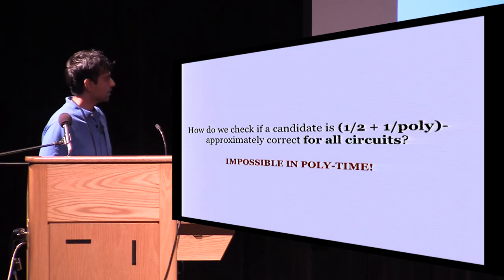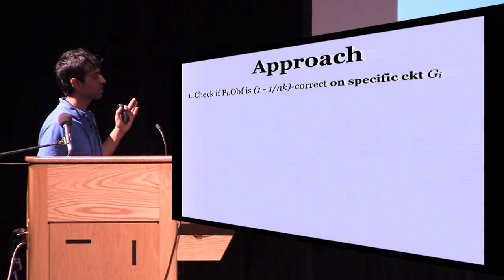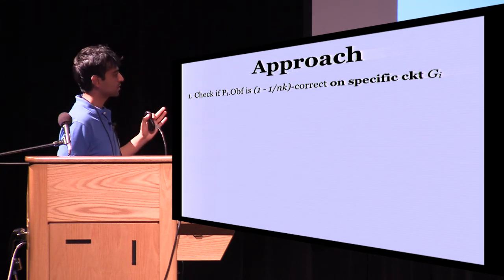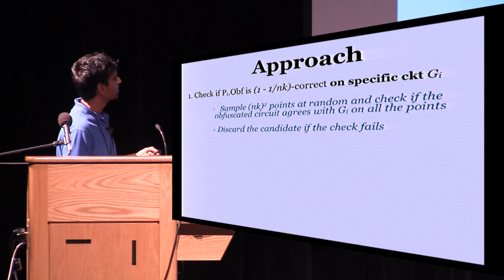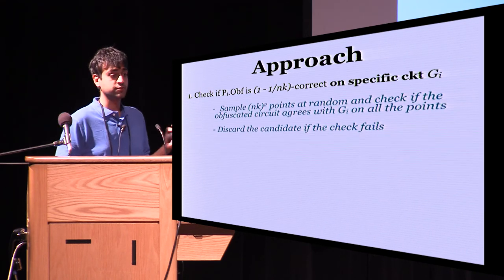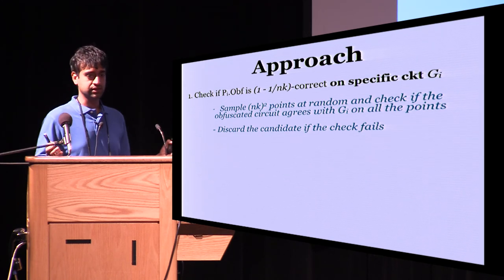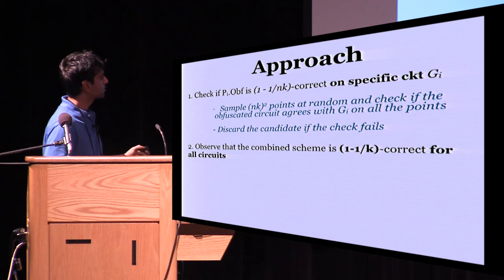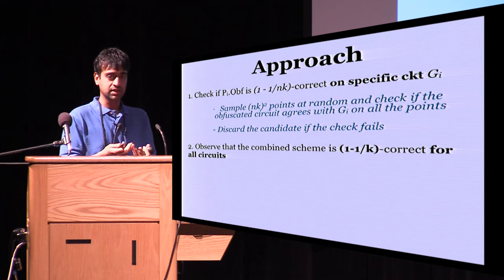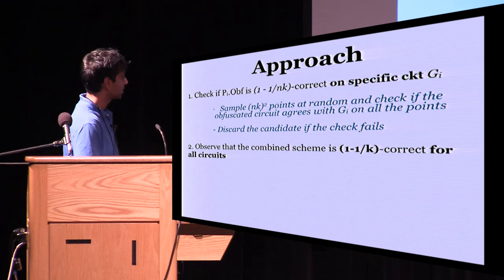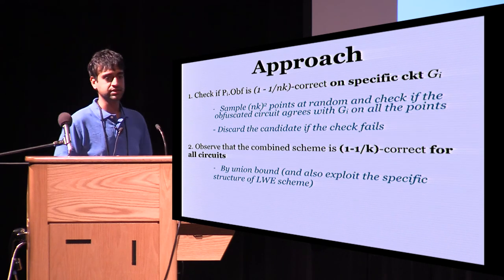So we are going to use a different approach to solve this problem. What are we going to do? We are first going to check if the ith candidate is 1 minus 1 by nk correct on the specific circuit gi. K here is the security parameter. This can be done by just sampling many random points and then checking if the obfuscated circuit agrees with the original circuit on these random points. And if the check fails, just discard this candidate. And then we observe that if you combine all the candidates that remain, then that combined scheme is 1 minus 1 by k correct, and that too it is correct for all circuits. This you can show by union bound and also exploiting the specific structure of the combined scheme we have.